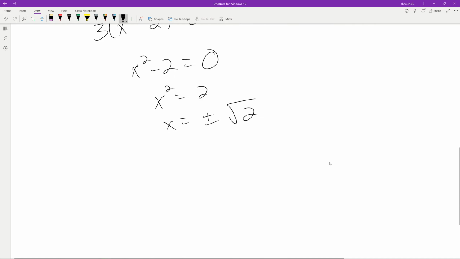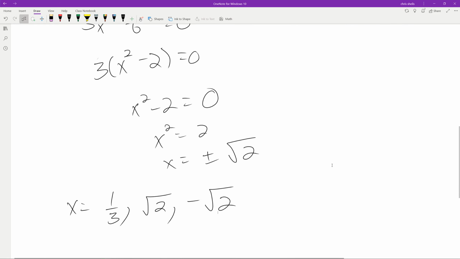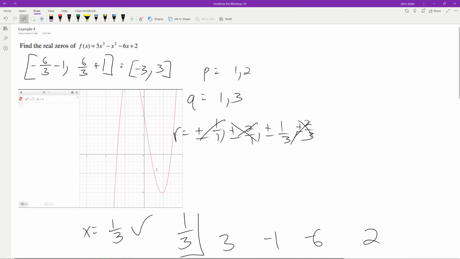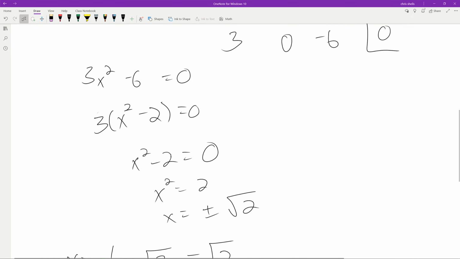So all of my real zeros are x is positive 1/3, x is positive square root of 2, and x is negative square root of 2. And that seems to line up with this, right? These are between 1 and 2, like the square root of 2 would be. And that's going to be it for 3.5, a bit of a short section.